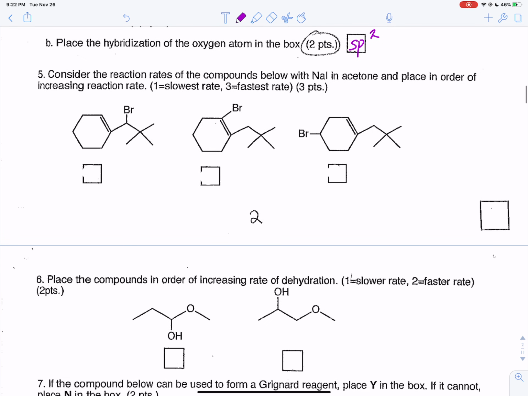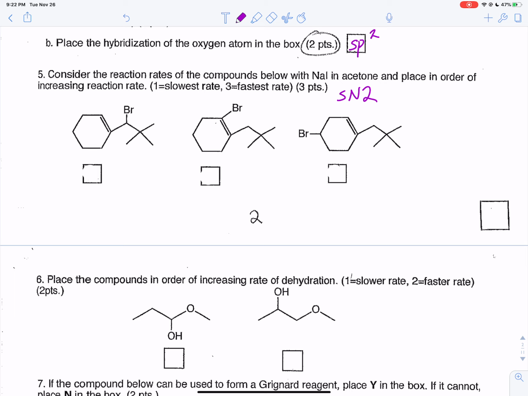Okay. Now let's do number 5. So consider the reaction rates of the compounds below with NaI in acetone and place in order of increasing reaction rate, 1 being the slowest and 3 being the fastest. All right, so you need to know what NaI in acetone is doing. Okay, so what type of reaction is going to take place here? Boom. Strong nucleophile, aprotic solvent, SN2.